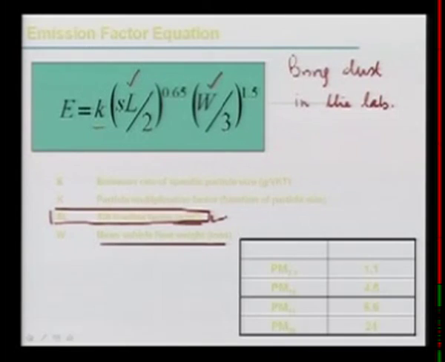Here you see the K. K is a factor that decides what emission you want to find out for. This is the value of K here. If you want to find out for PM 2.5, the K is 1.1. If you want to find out for PM 10, the factor is 4.5. If you want really large particles, then the factor is 24. And be a little careful with the units that we have here.